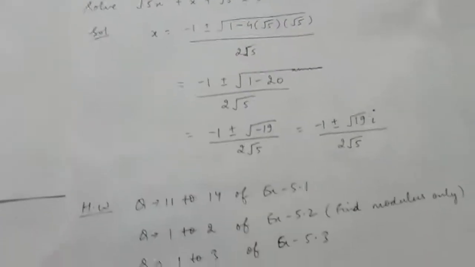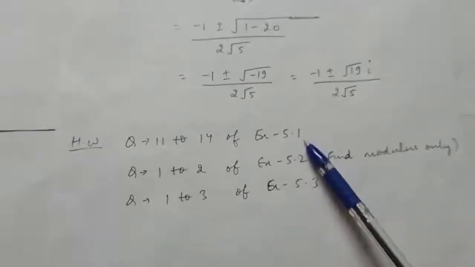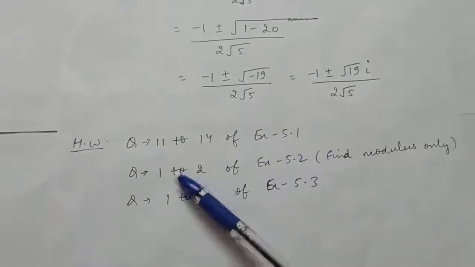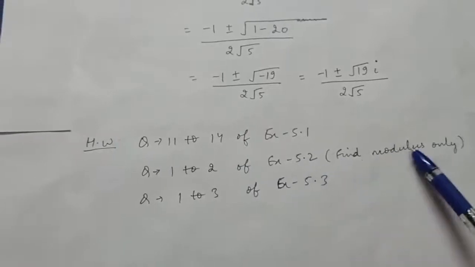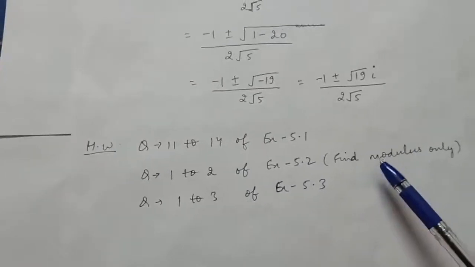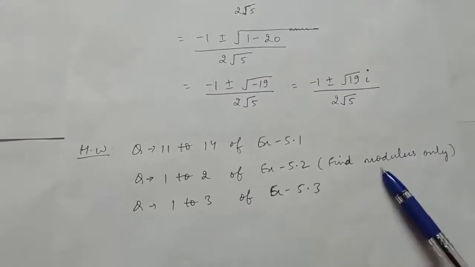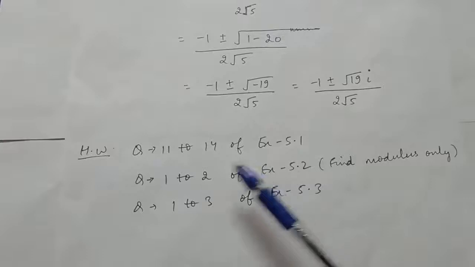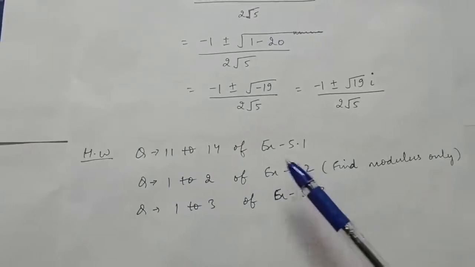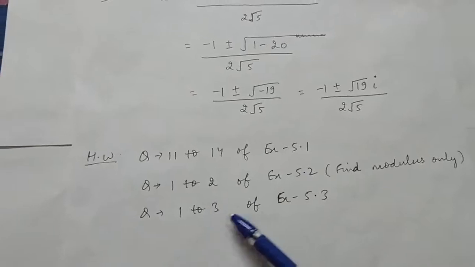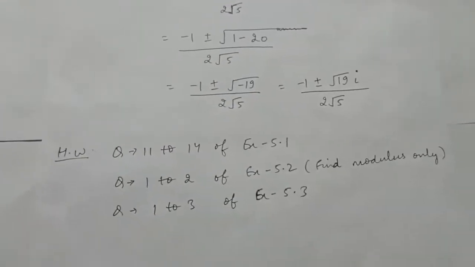So your homework for today is: you have to do questions 11 to 14 of exercise 5.1, and questions 1 and 2 of exercise 5.2, and only find the modulus in those questions. They have also asked for the arguments, but you will not do the arguments, right? Except questions 1 and 2, cut all the questions in exercise 5.2, and do questions 1, 2, 3 of exercise 5.3. Okay, thank you.